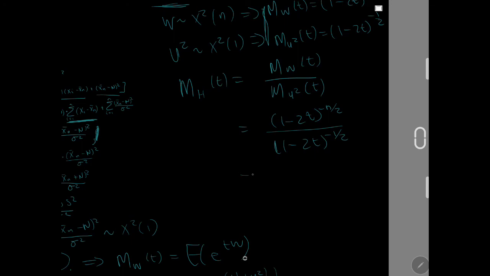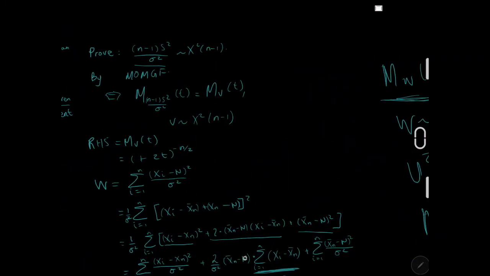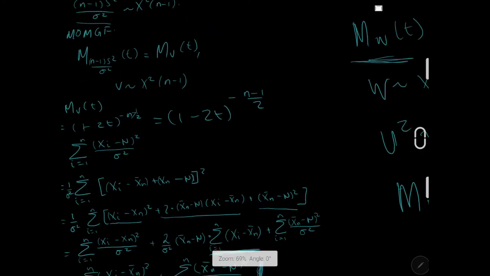So those are the same base. We can add the exponents. So that's (1 minus 2t) to the power of minus n over 2 plus 1 over 2. But that's just equal to (1 minus 2t) to the power of minus (n minus 1) over 2. And that is equal to our right-hand side. If we look at what our right-hand side was, sorry, this should be n minus 1 over there, because remember v is chi squared with n minus 1. So that's (1 minus 2t) to the power of negative (n minus 1) over 2. Sorry, so our right-hand side should have been n minus 1 over 2.